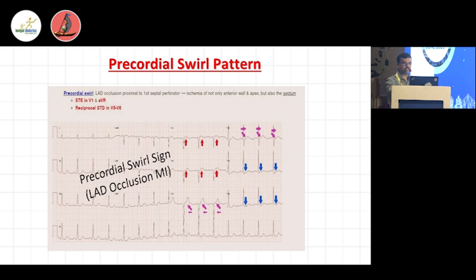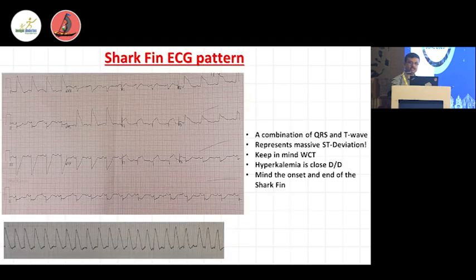Now let us know about something new. There is OMI and NOMI. Earlier, when we used to classify all the ECGs as STEMI and NSTEMI, almost 30% of the patients were classified as NSTEMI. But during coronary angiography, we found that they had a very critical kind of block, either a complete block or sometimes a near complete block.